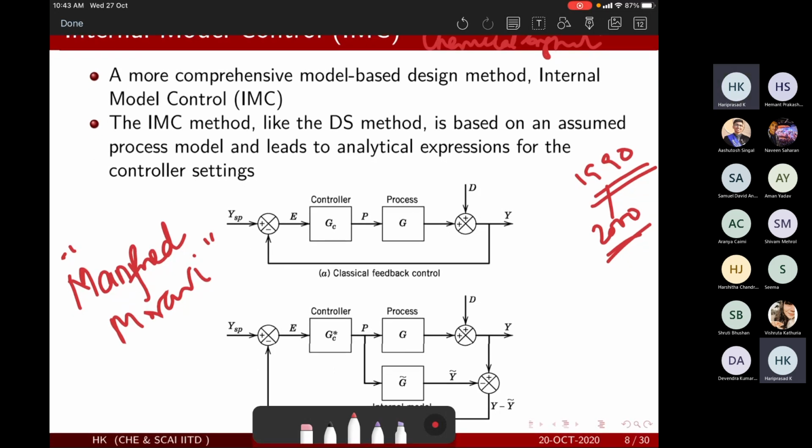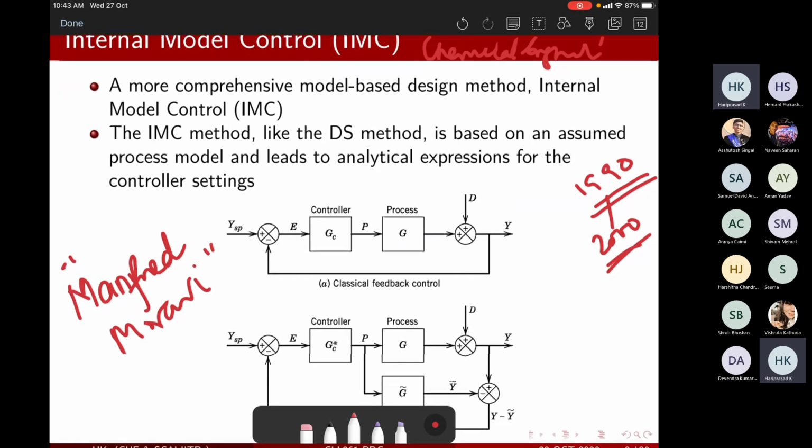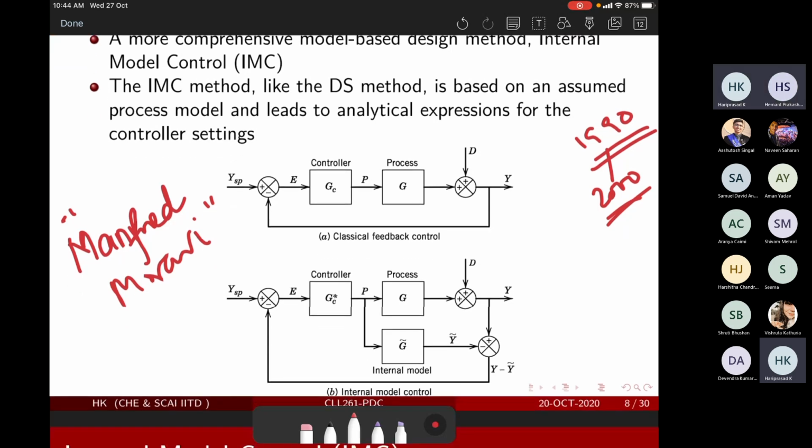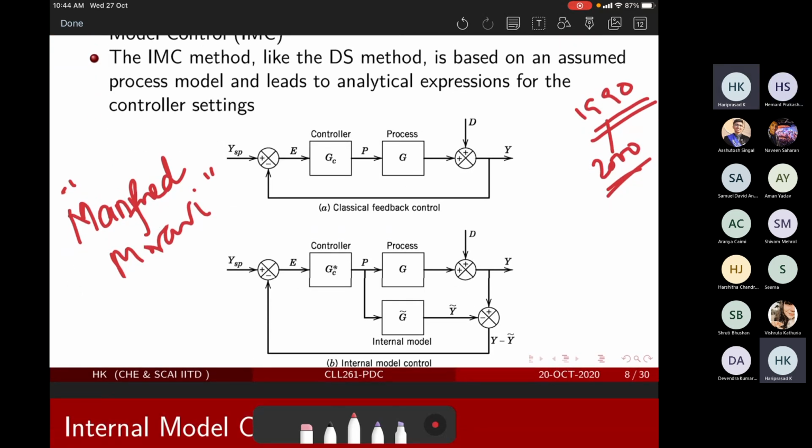Manfred Morari and his team of students, maybe one or two generations of their students, matured this IMC based controller. I hope I am audible to you, isn't it? Yes, sir, you are audible. Perfect. Okay, so what Morari and their team told is the following.